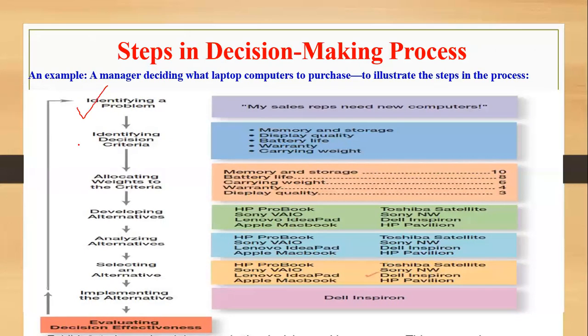First we have to identify the problem, then we have to identify the decision criteria. That means the set of standards, the different decision criteria on the basis of which we then follow the set of steps to take a better decision. Then you have to allocate weight to the criteria, whatever is best on a priority basis; you have to set priorities for those criteria.